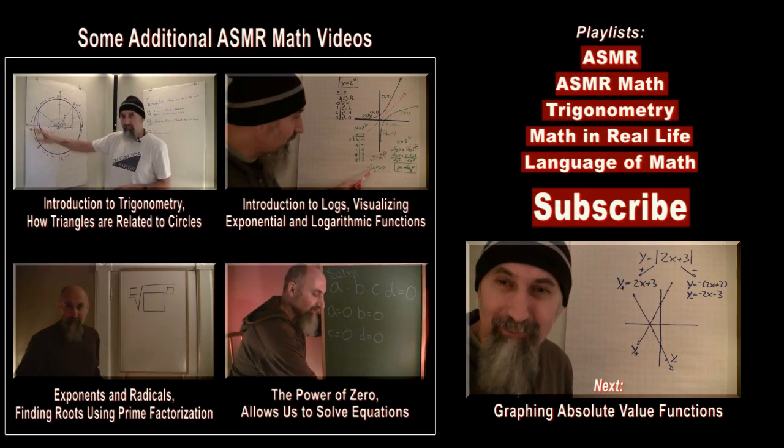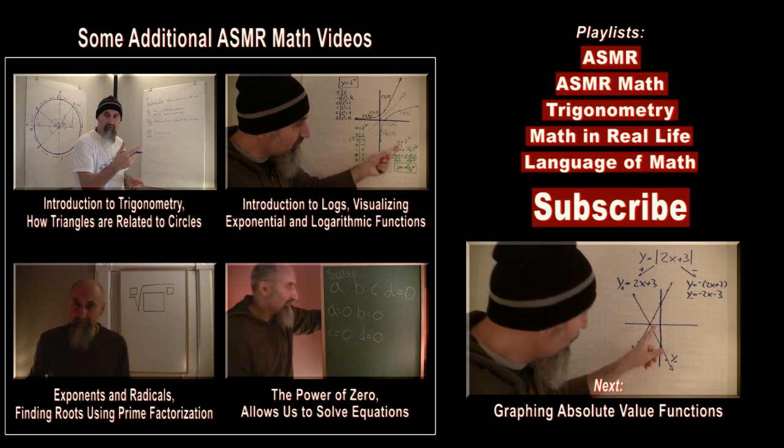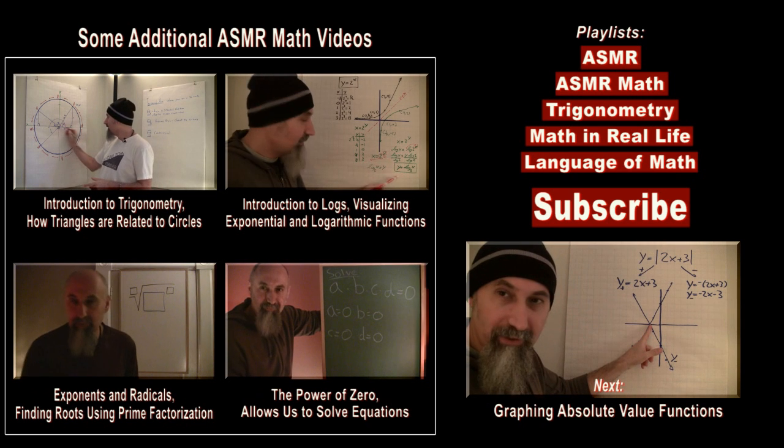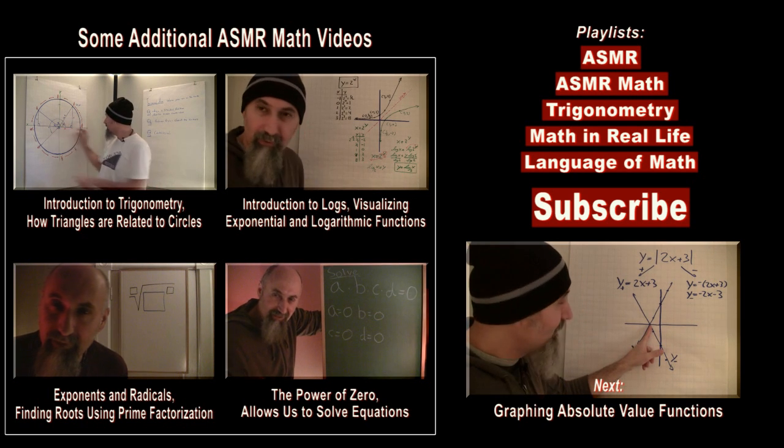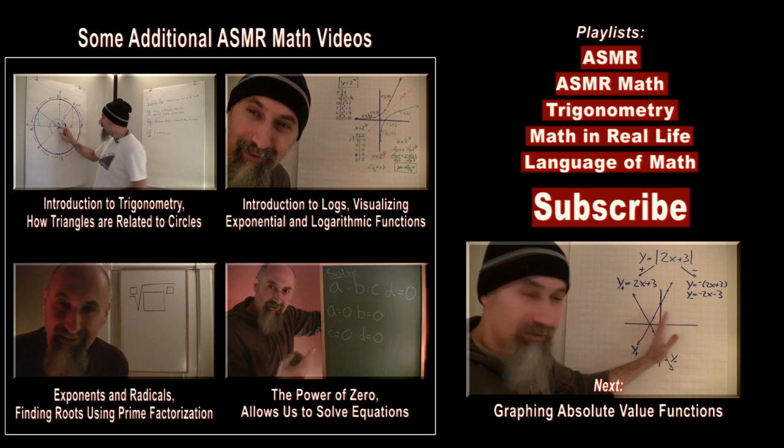So let's assume we have a linear function. We have y is equal to the absolute value of 2x plus 3.